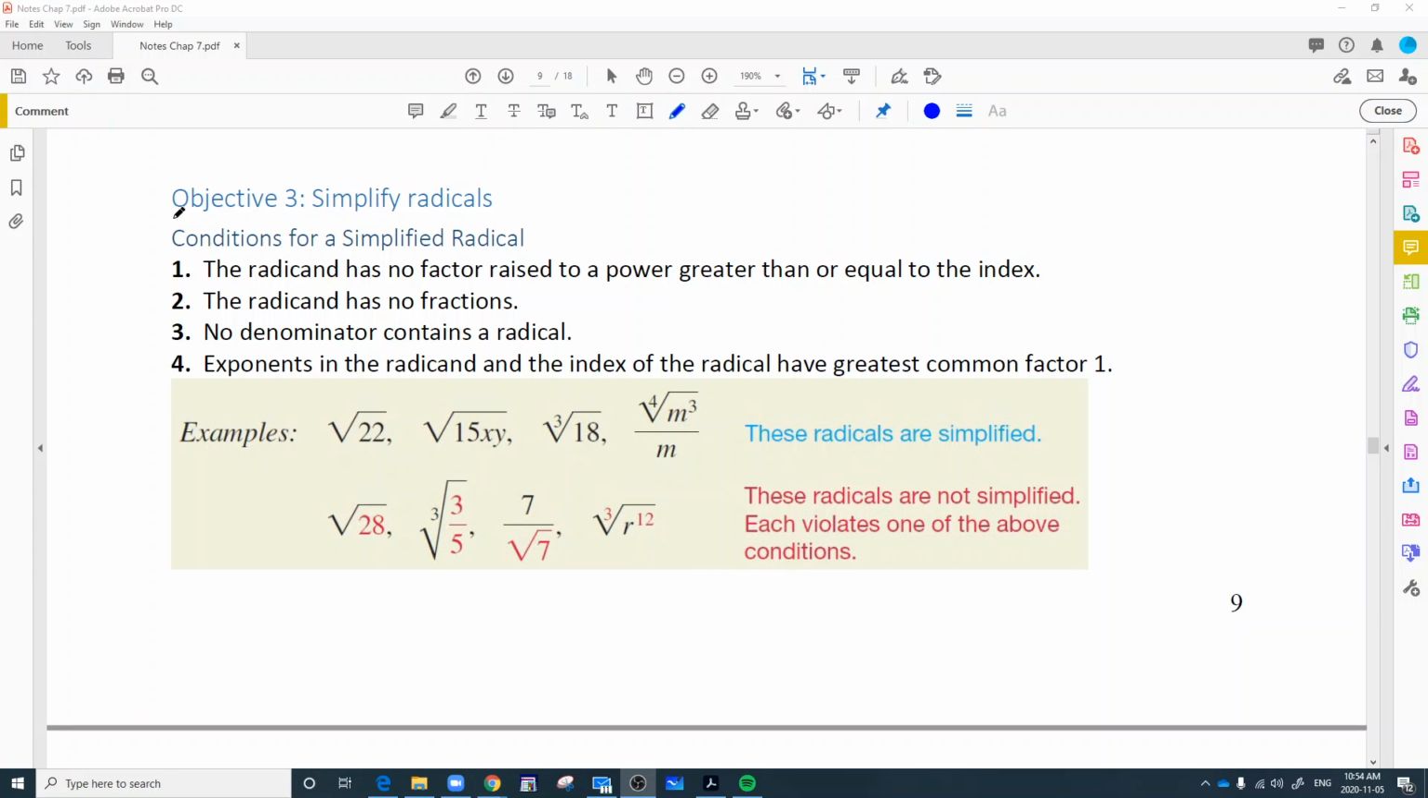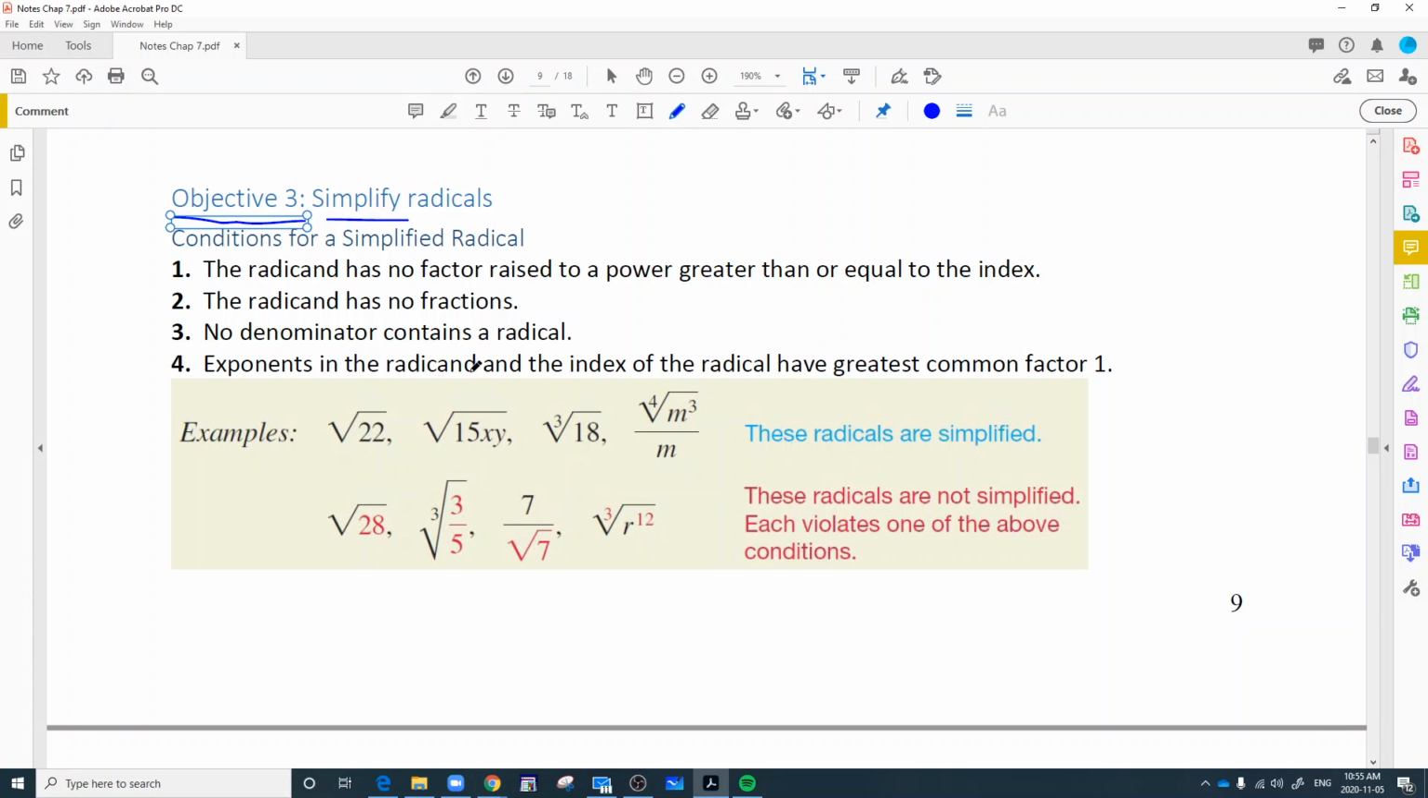Objective 3 in 7.3 is probably one of the most important things that you're going to learn this chapter. It's sort of the thing that's going to be carried through other courses that you take because it's the process of simplifying radicals. We simplify expressions, we simplify fractions, we simplify radicals as well. So the first thing is identifying that a radical is not factored, not simplified.